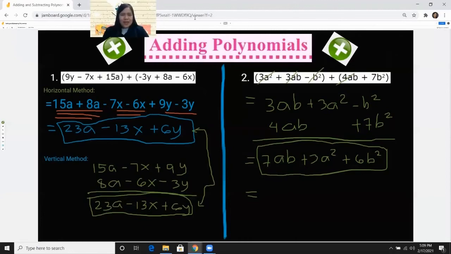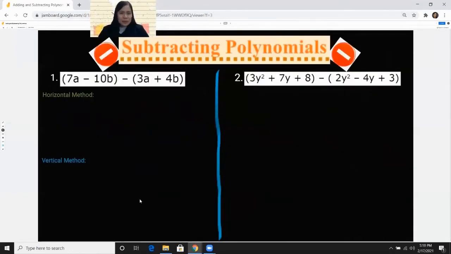Questions? If there's no question, let's proceed to the second topic. And the second topic is about subtracting polynomials. Same as in adding polynomials, we can use the two methods, the horizontal method and the vertical method. So we can subtract horizontally or vertically. We'll use the two methods in number 1, and whatever method we want to use in number 2, it doesn't matter. So let's start first with the horizontal method.